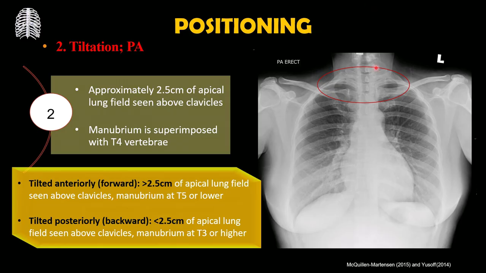The second scenario is if we measure the area of the apical lung field above the clavicle and it is more than 2.5 cm, or the manubrium is projected at T5 or lower, and the lung and heart appear foreshortened, it indicates that the patient was tilted anteriorly or forward. This error commonly occurs among patients with protruding abdomen or pendulous breast.